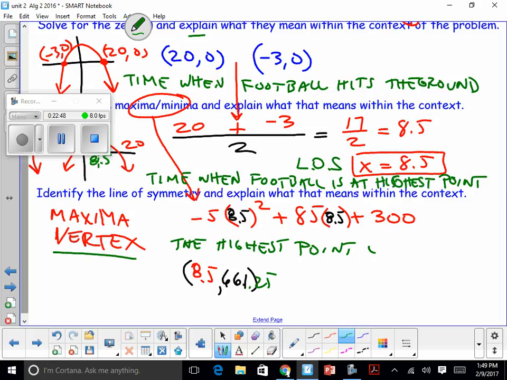So if you're wondering when you're going to use this in real life, yes, when we're playing football. This is when you're going to use it.